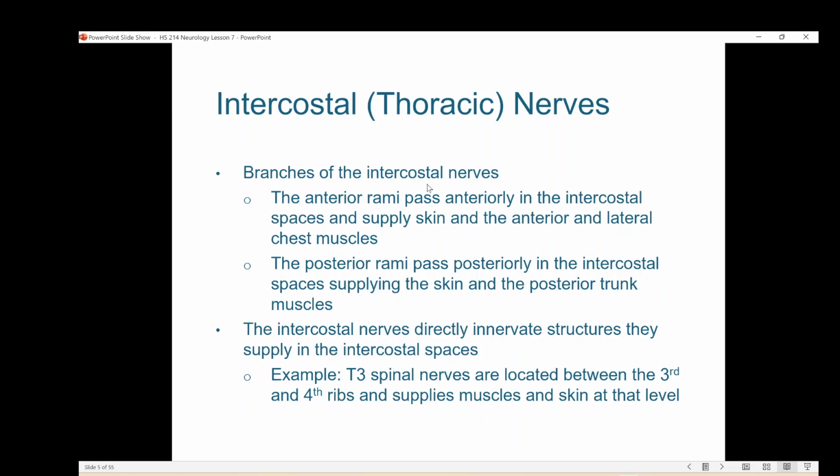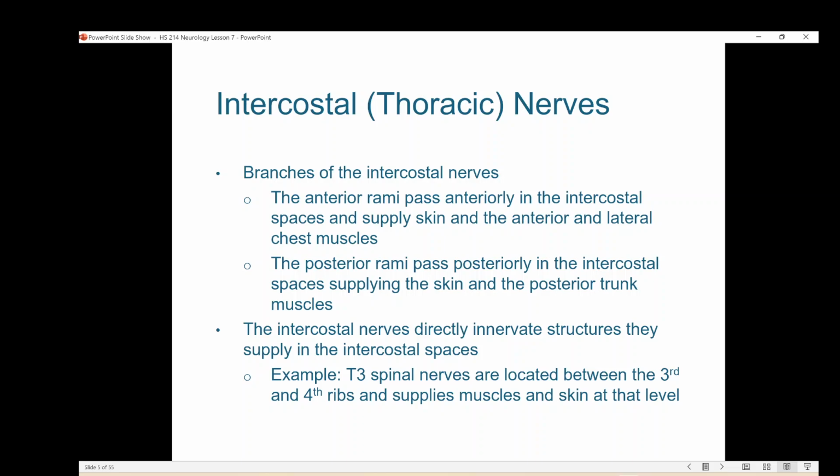The anterior rami pass anteriorly in the intercostal space. So all I'm saying is they go to the front of the chest and they're going to supply the skin and the anterior and lateral chest muscles. The posterior rami are going to go to the back of the body, right? They're going to go posteriorly in the intercostal space, supplying the skin and the posterior trunk muscles.